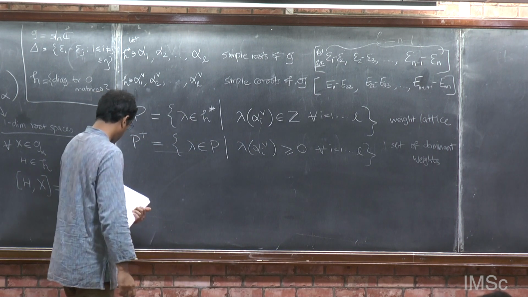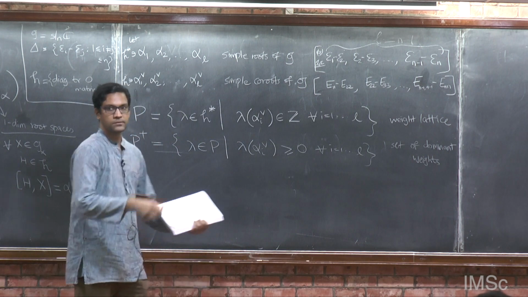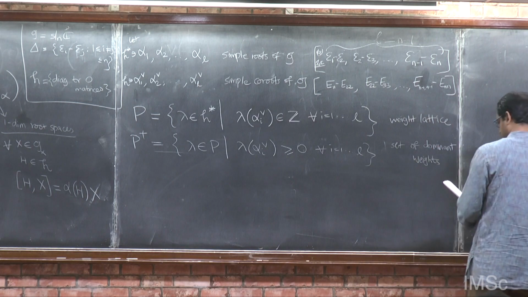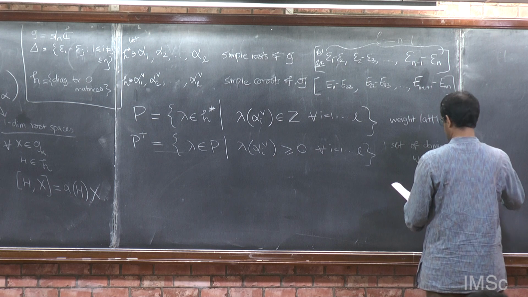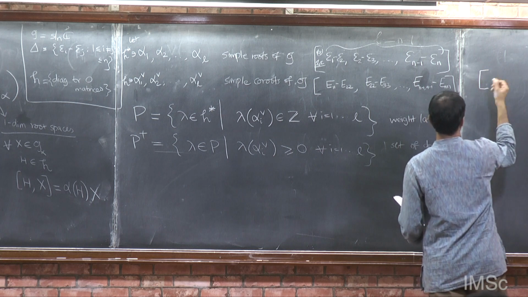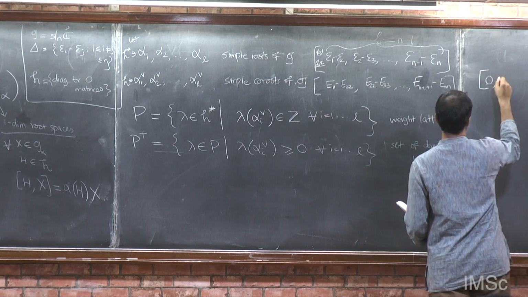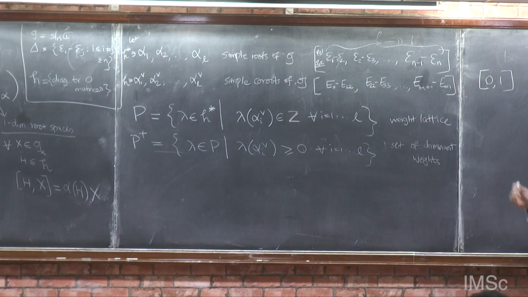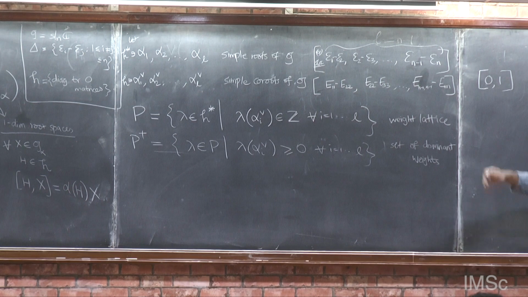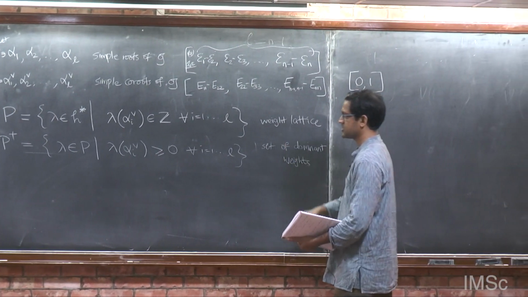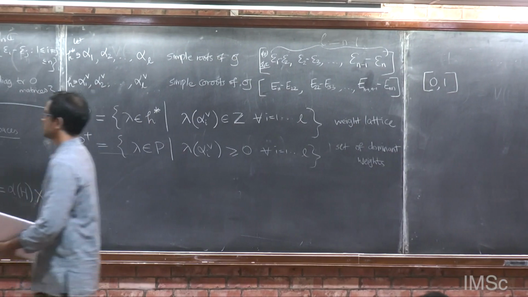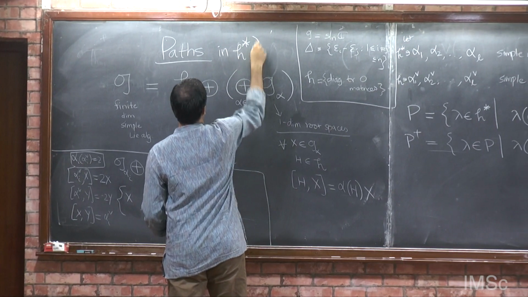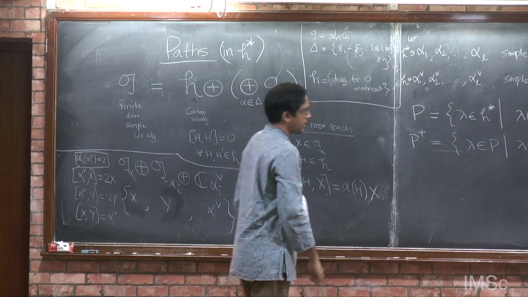Okay, so I guess we have all the initial data we need to start talking about the paths themselves. So here are some definitions. Paths are going to be paths in the usual sense of the word. They are continuous maps from the interval to the space h star. So the paths are going to be paths in h star. That's what we're going to look at.